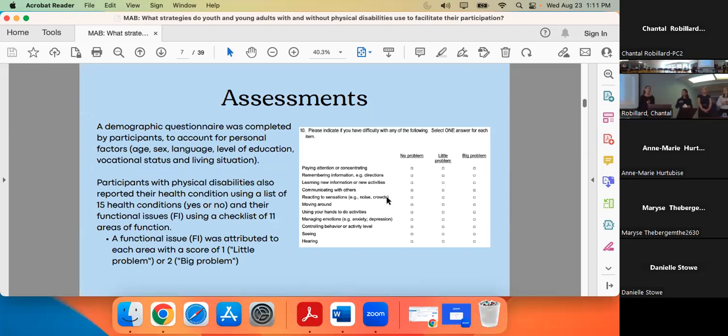So this is actually the picture of the checklist that we used. An example of a functional issue would be paying attention or concentrating, or another example would be moving around. And then the functional issue was attributed to each area with a score of 1, so little problem, or 2, which is big problem. What we did is that we counted the functional issues that were reported by each participant. Then we summed up all of the participants' functional issues to have a median, mean, and standard deviation of the functional issues. And we also looked at the frequency and prevalence of each one of the functional issues.